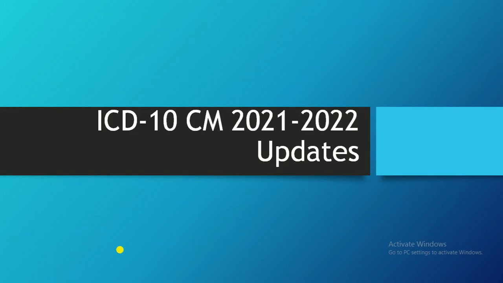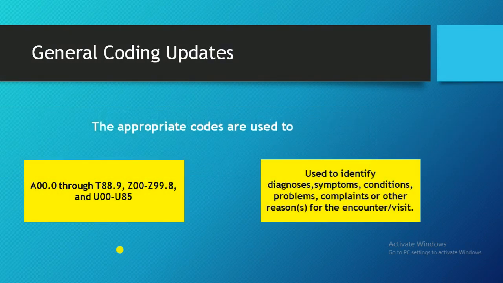In this session, I'm going to explain about the ICD-10-CM updates 2021-2022. So in general, there are a few coding updates. The appropriate codes which are used in ICD-10-CM are A00.0 through T88.9. So there are n number of codes in between this code range.